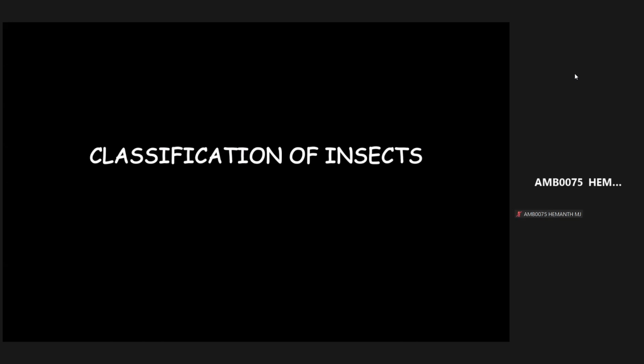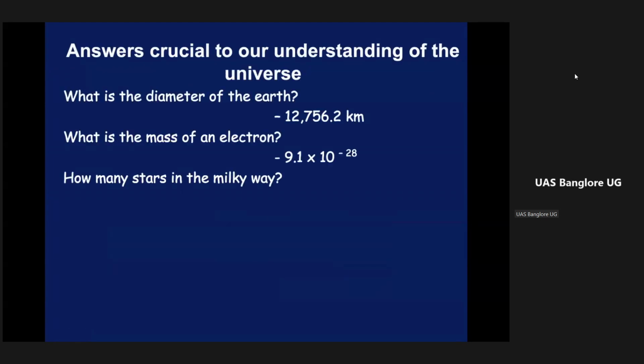So yesterday we were discussing the classification, and why we should have a subject or a branch like taxonomy, or a classification of insects, and what all the uses of this classification are. So we know that there are three important things: taxonomy, systematics, and classification. We discussed a lot about all of that.